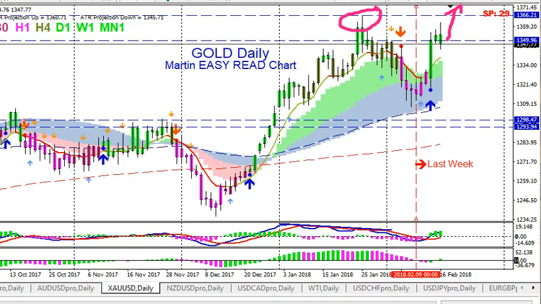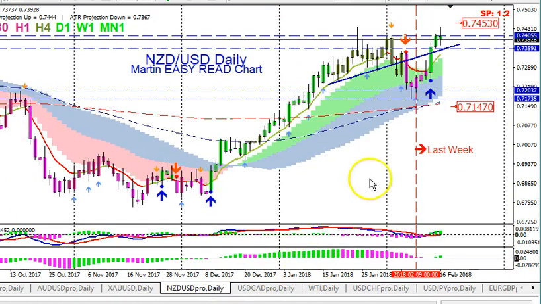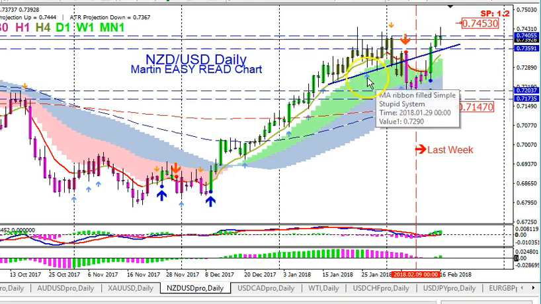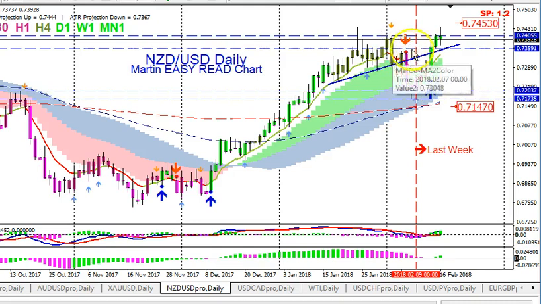And now we move on to the New Zealand USD. This was one of the stronger pairs last week. New Zealand was pretty good. And take a look, I had drawn this trend line acting as dynamic support the previous week, okay? And I even mentioned to watch to see if price breaks below it.